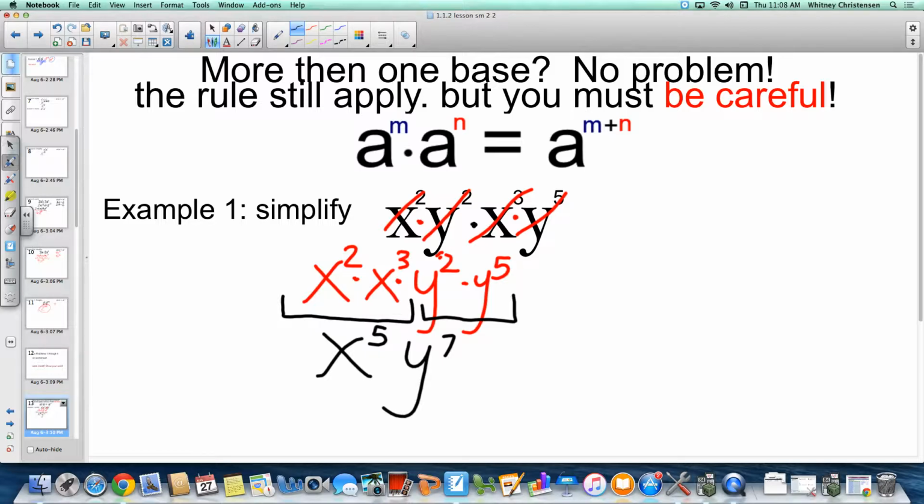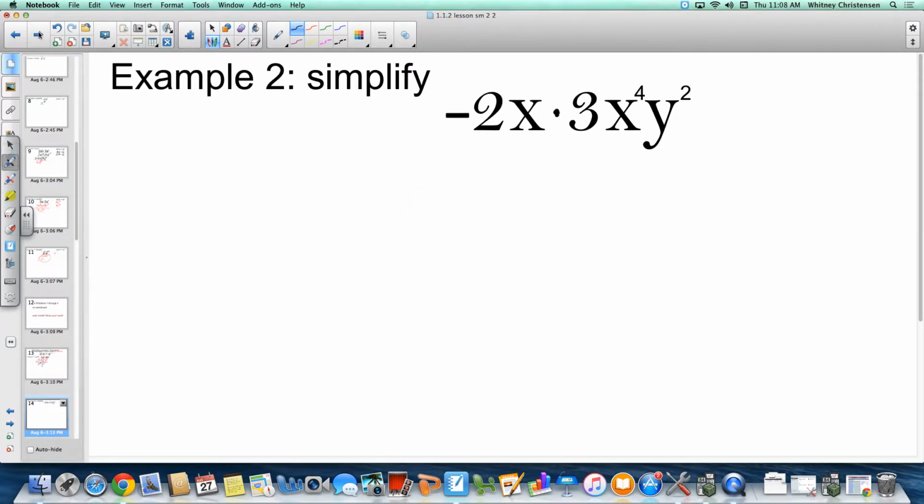So let's do just a couple more. I skipped a few examples because I thought they were understanding it, and then I was walking around and everybody was making the mistakes. And I was kicking myself for skipping. So we're going to just do these. I promise you'll finish. All right, negative 2x times 3x to the fourth, y squared.